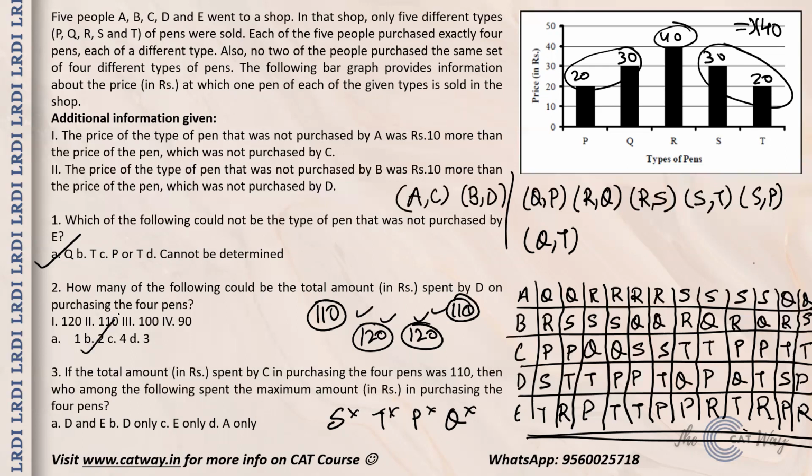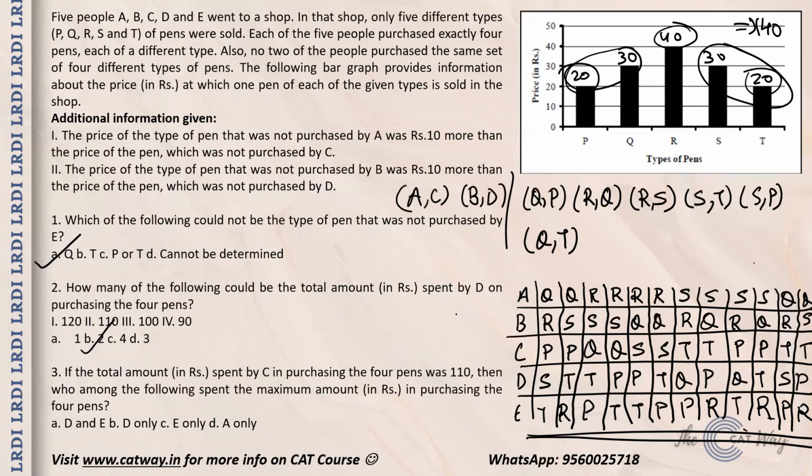Now moving on to the third question. If the total amount spent by C in purchasing the 4 pens was 110, the possibilities are that he might leave P or he might leave T. So what are the 2 possibilities for C? Either he bought P, Q, R and S, or he bought Q, R, S and T.